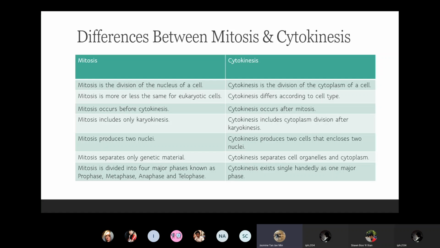And mitosis occurs first, whereas cytokinesis occurs after mitosis. And mitosis includes only karyokinesis, whereas cytokinesis includes cytoplasm division, which happens after karyokinesis. And mitosis produces two nuclei, and cytokinesis produces two cells that enclose the two nuclei. And mitosis separates only genetic material, whereas cytokinesis separates cell organelles and cytoplasm. And lastly, mitosis is divided into four major phases known as prophase, metaphase, anaphase, and telophase, explained by Sean. And cytokinesis exists as one major phase only.